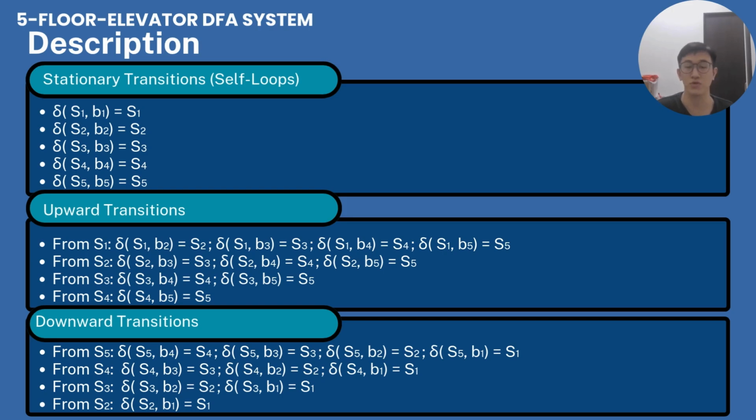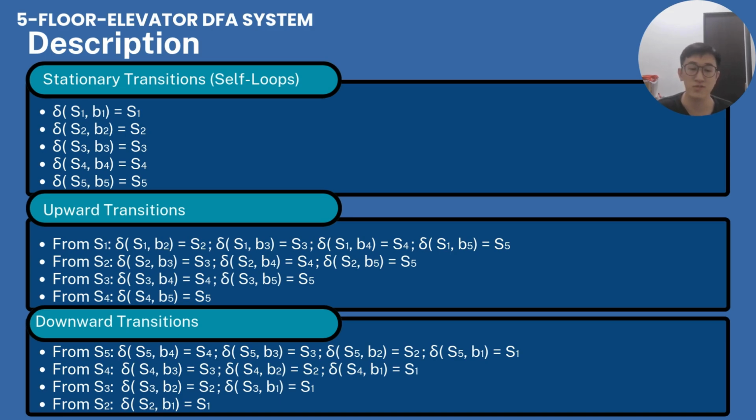So this page shows the descriptions of the transition functions of our system. For our 5-floor elevator DFA system, the transition function can be divided into 3 actions. The first one is the stationary transition, a self loop. The second one is the upward transition, which brings us to a higher floor. Then we have the downward transition, which brings us to a lower floor.